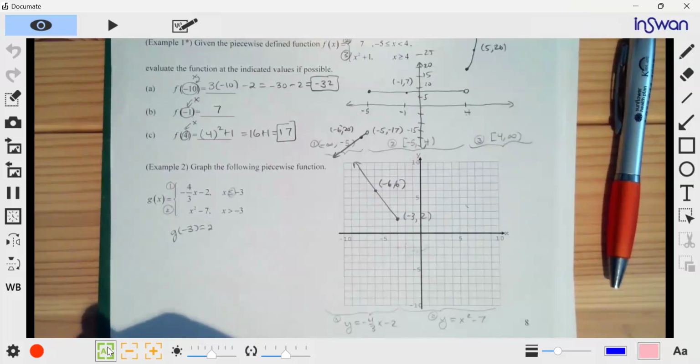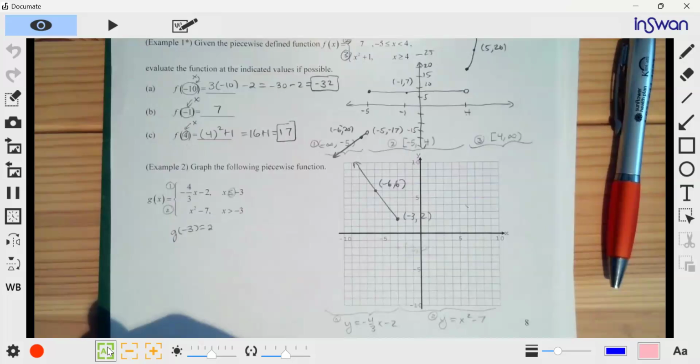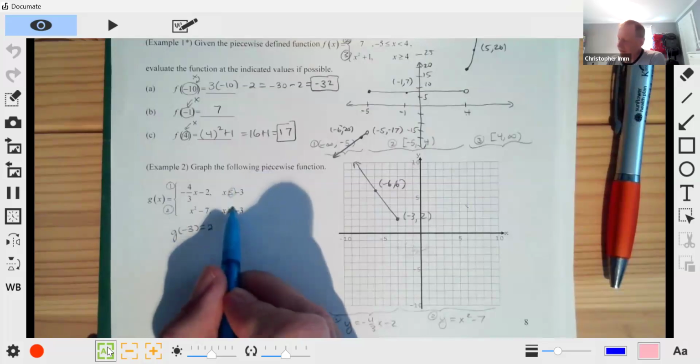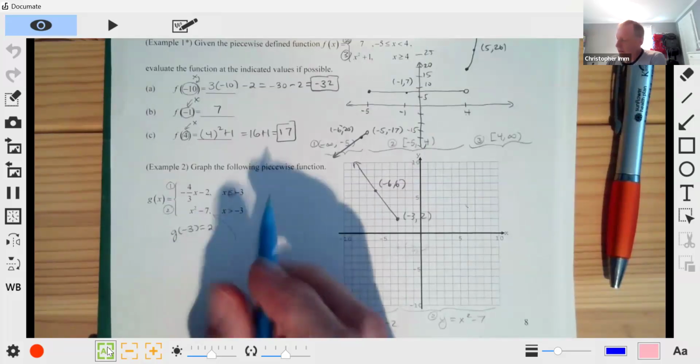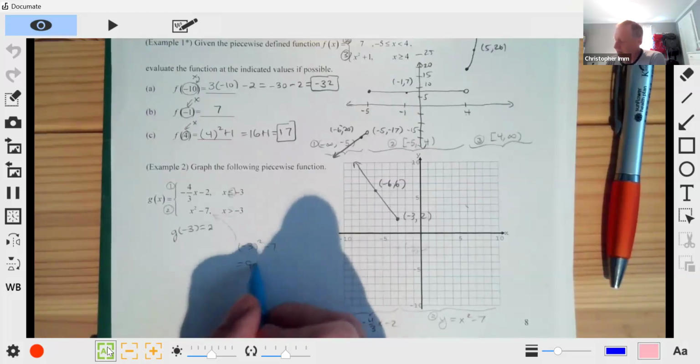So the second one, I think it's a parabola. It is. I don't trust myself, so I always plot them out first. Sure, that's why the hesitation's there. So I think the first point we could do would be -3, 2, I believe, if we plugged in -3 for that. So we know it's not defined there, but if it were, we would have -3 squared minus 7, which is 9 minus 7, which is 2.